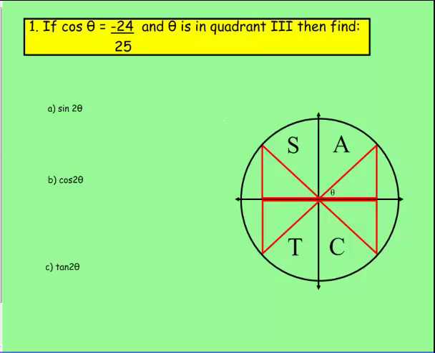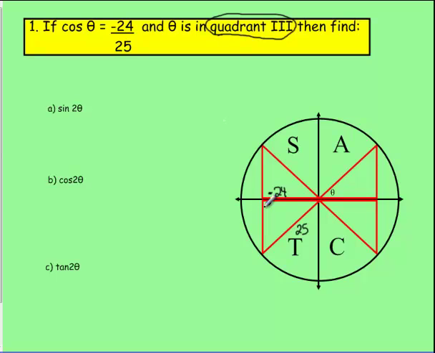Okay, first thing we're going to do is use our good old friend the unit circle, because they told me quadrant 3. So when they tell me quadrant 3, I know I have to draw a unit circle, and here it is. Cosine is negative 24 over 25, so in quadrant 3, 24 would be the adjacent side, 25 would be the hypotenuse.